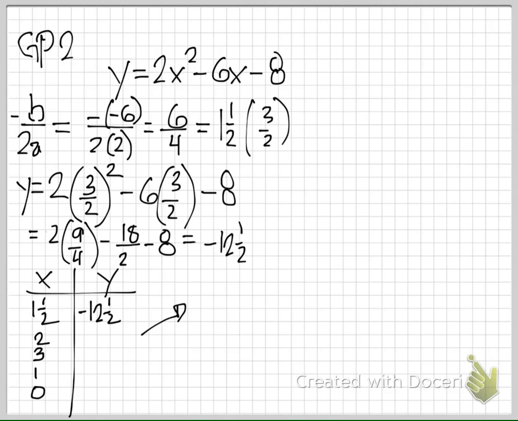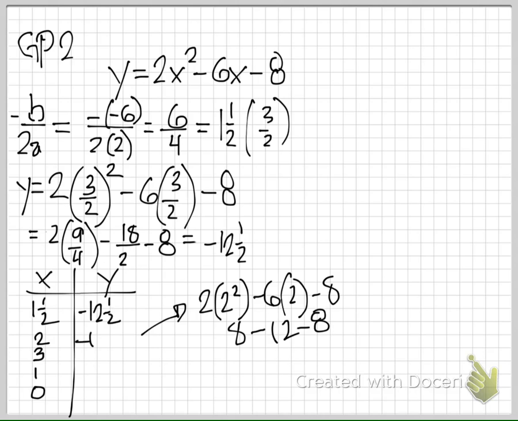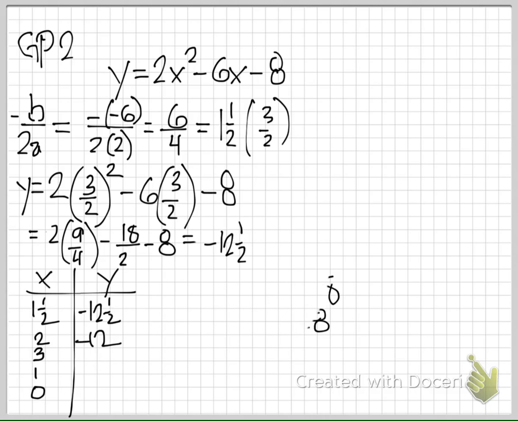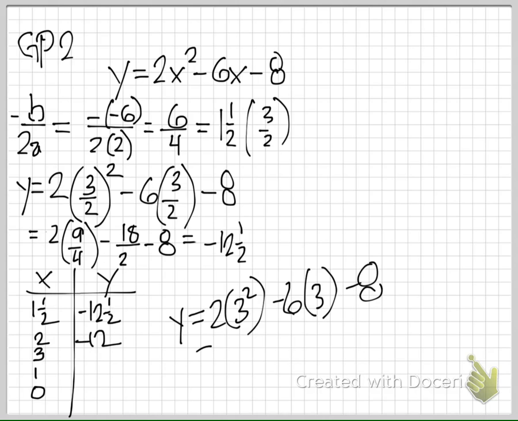So if I plug in the 2, I get 2 times 2 squared minus 6x. Oops. Minus 6 times 2 minus 8. Well, that's 4 times 2 is 8. Minus 12 minus 8. That gives me a negative 12. Nice whole numbers here. Okay, let's go ahead and plug in the 3. So y equals 2 times 3 squared minus 6 times 3 minus 8. That's going to be 18 minus 18 minus 8. That gives me a negative 8.